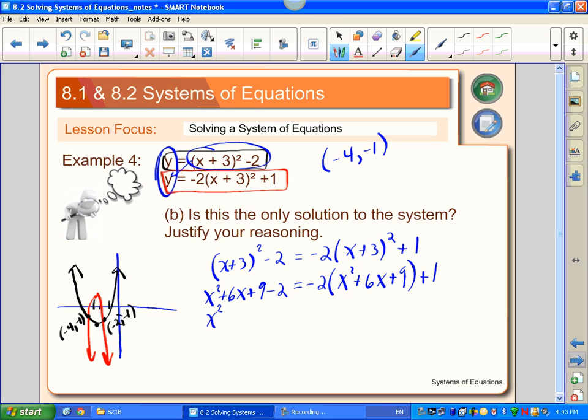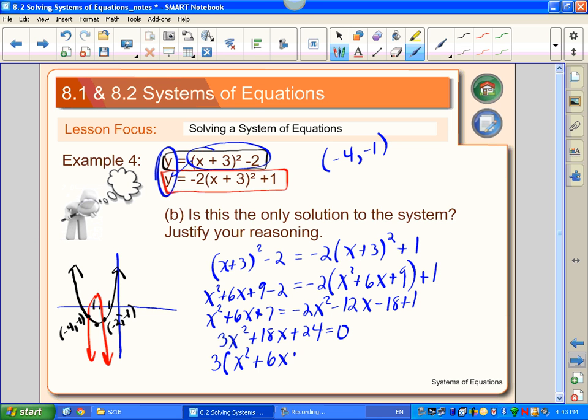So this gives me x² + 6x + 7 is equal to -2x² - 12x - 18 + 1. If we do all of this out and simplify, we get 3x² + 18x + 24 equals 0. 3 is a common factor, so I get x² + 6x + 8 equals 0. So I have the factors (x + 2) and (x + 4).